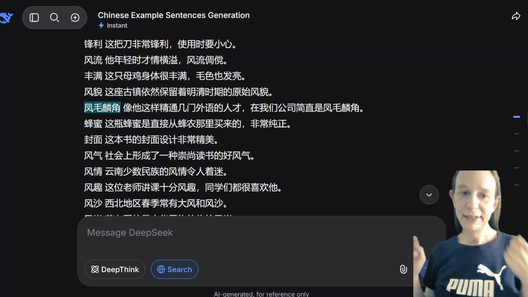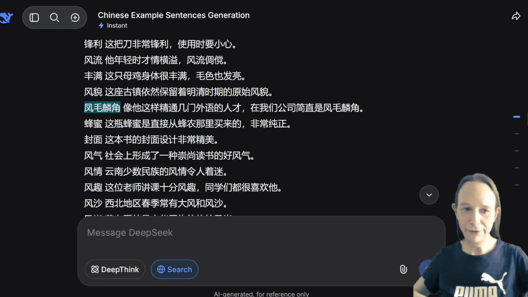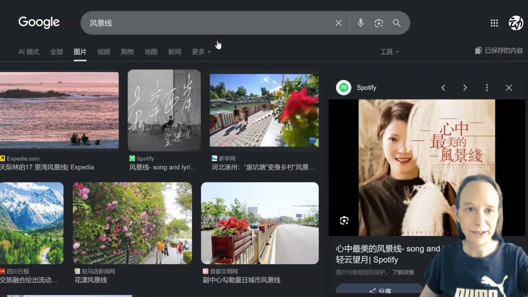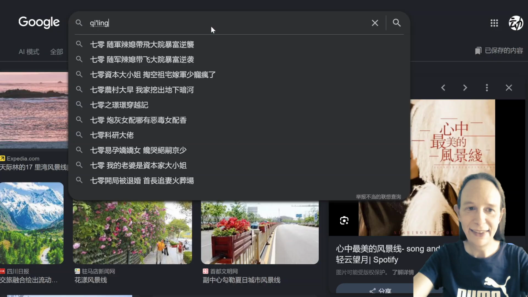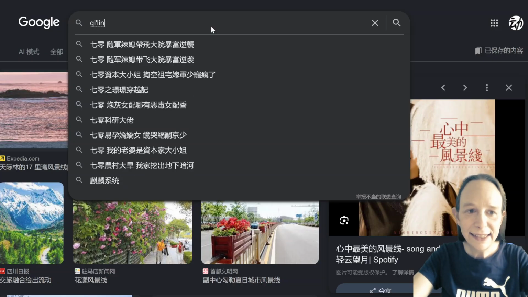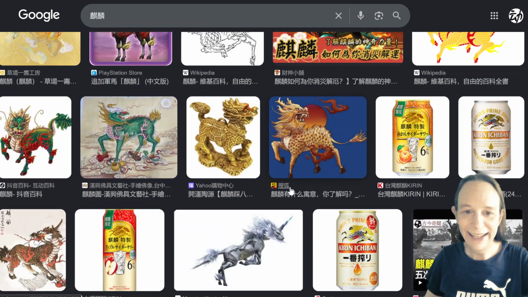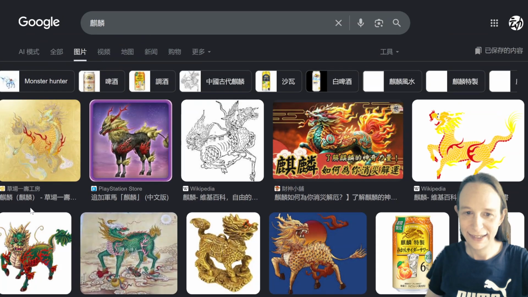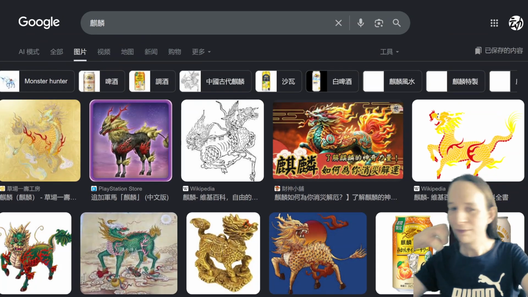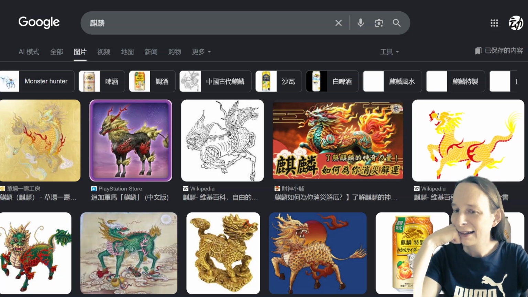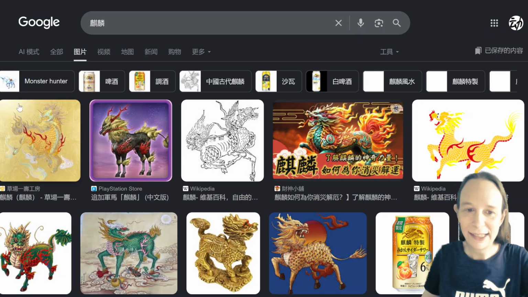凤毛麟角. So 凤, we saw 凤凰 phoenix. 麟 is 麒麟. Do you know 麒麟? It's yet another mythological animal. It's kind of lion-like, I guess. It has horns. It was in that movie. There was a movie, what was it called? It's like some Harry Potter spin-off. There was a qilin.